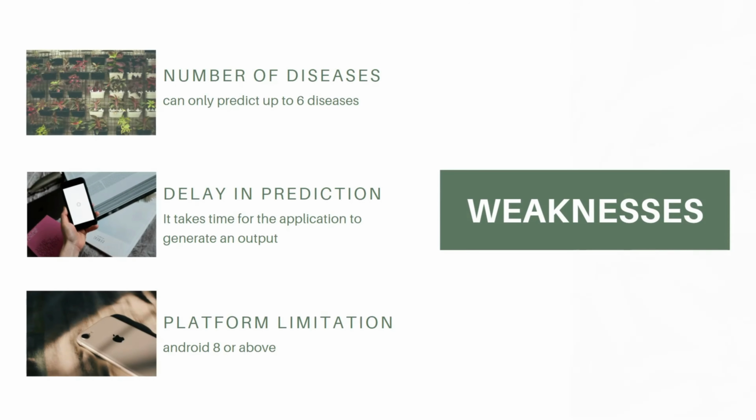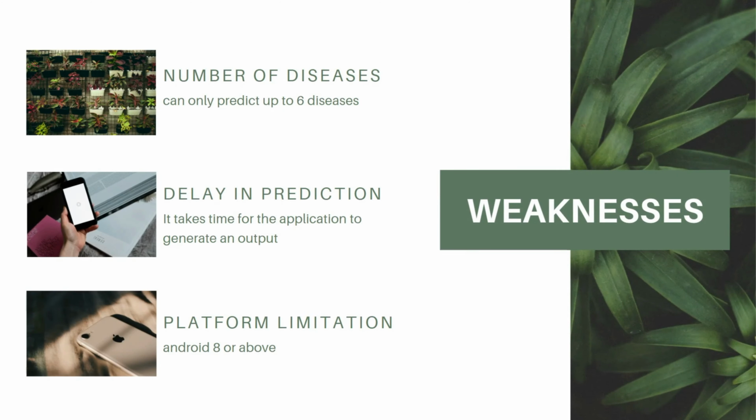Furthermore, as for the weaknesses of the system, it can only predict up to 6 diseases: pepper bell bacterial spot, pepper bell healthy, potato early blight, potato late blight, tomato yellow leaf curl virus, and tomato healthy, which means that any disease other than those 6 can't be predicted by the system. Not to mention the system's delay in delivering results, which adds to the time-consuming nature of the process.